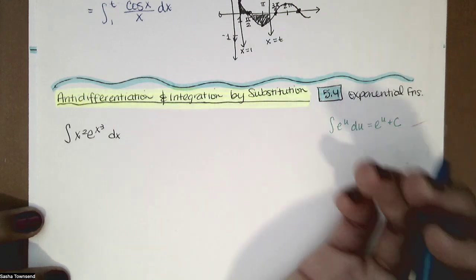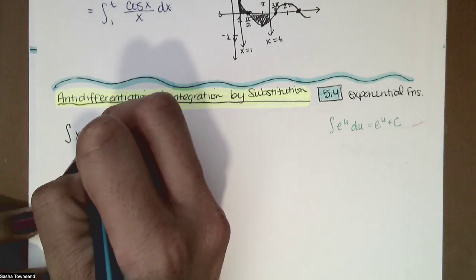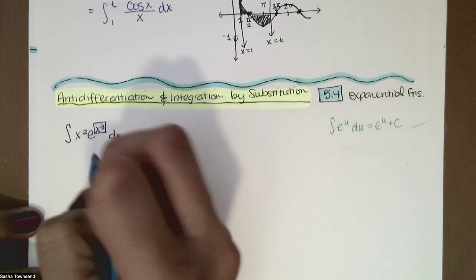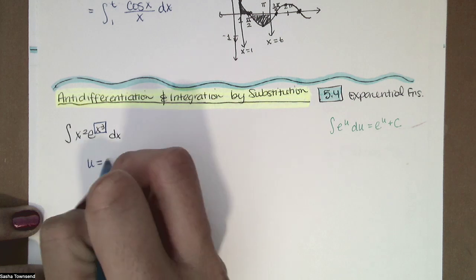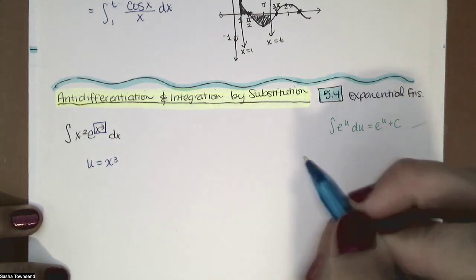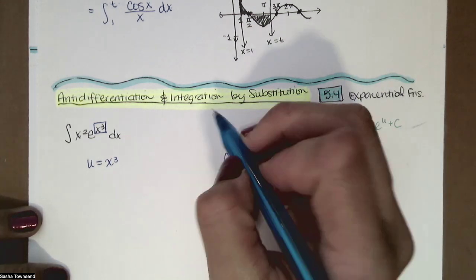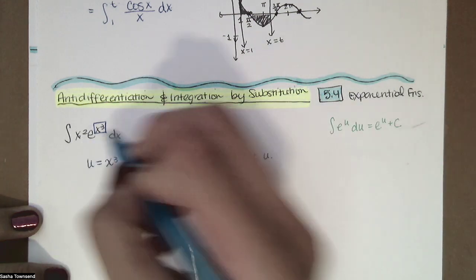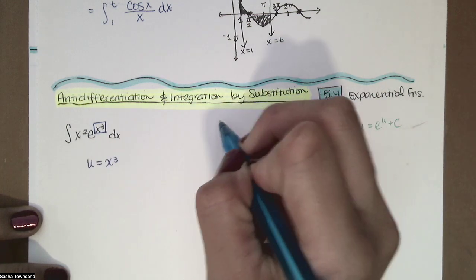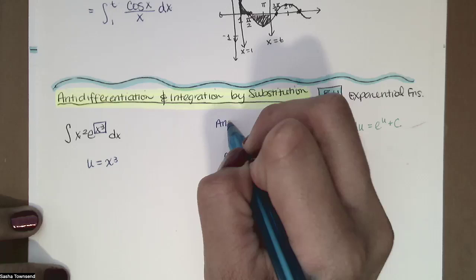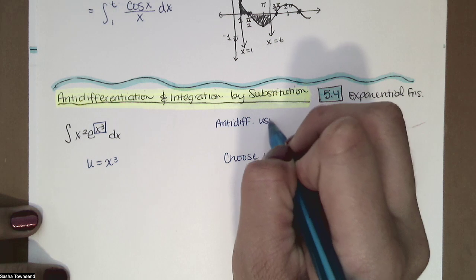So we look for a function nested inside of another function. And I see this exponential and I see that there's an x cubed inside that exponential. So I'm not sure this is going to work, but I will choose u equals that inside function, x cubed. And basically this is how we'll do all of these problems. We'll choose our u, provided that we don't have a basic rule for the original integrand. And let me write the technique. We're going to antidifferentiate using u-substitution.